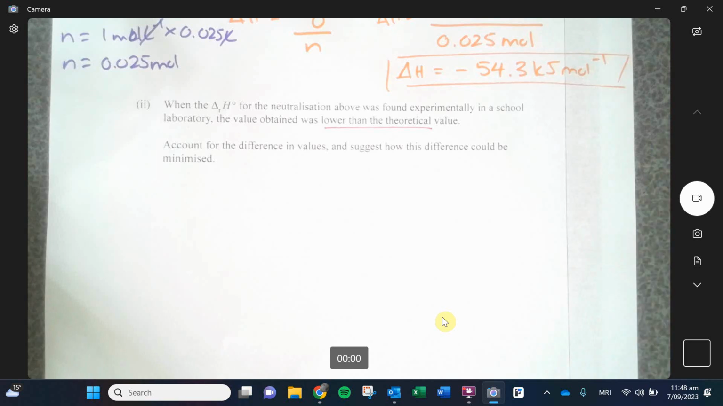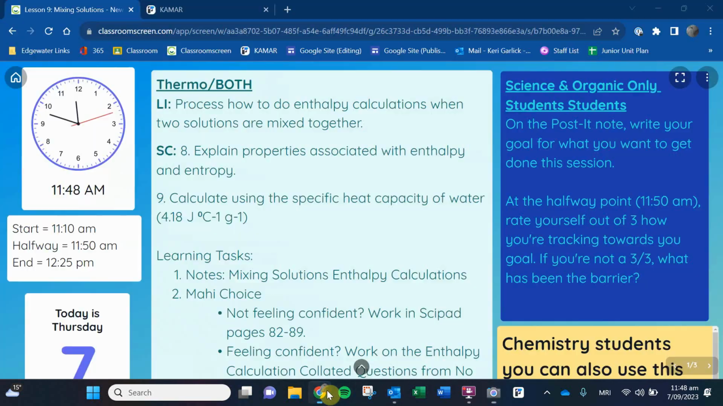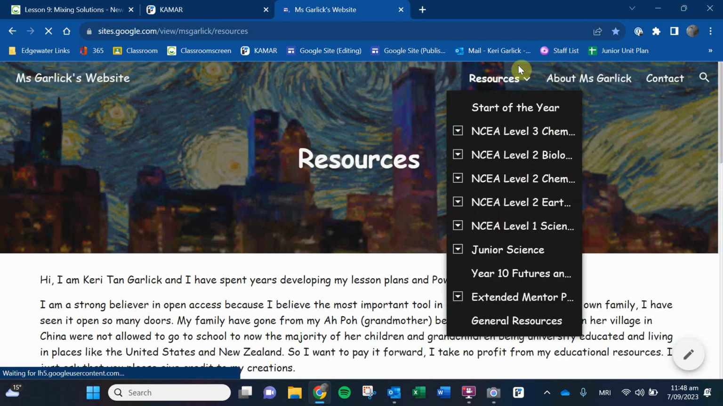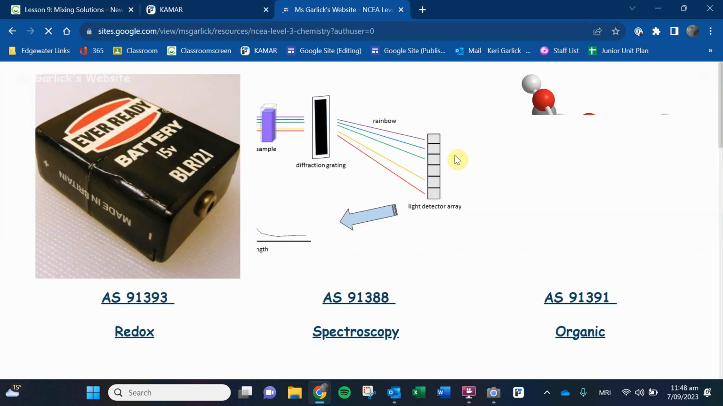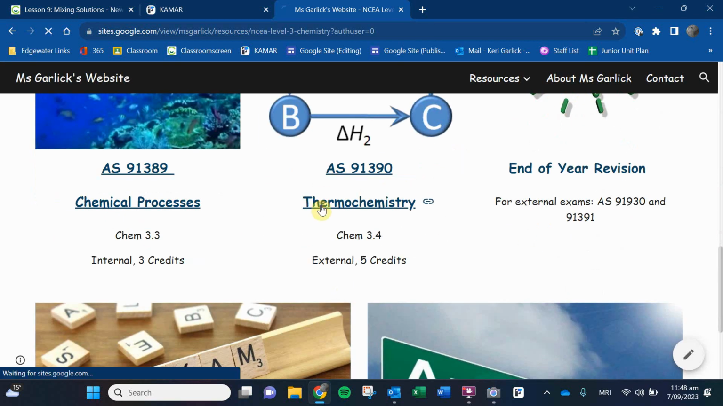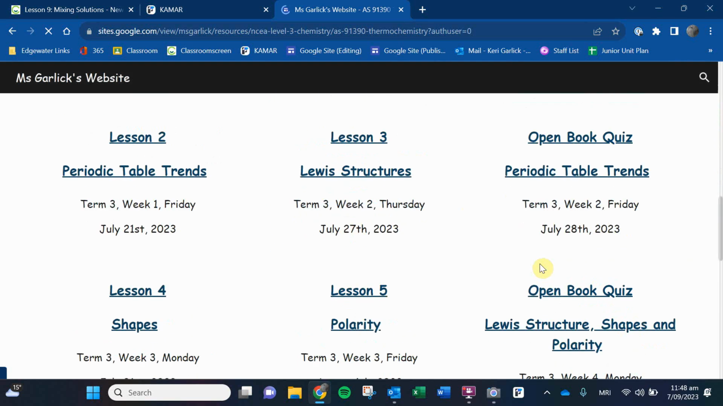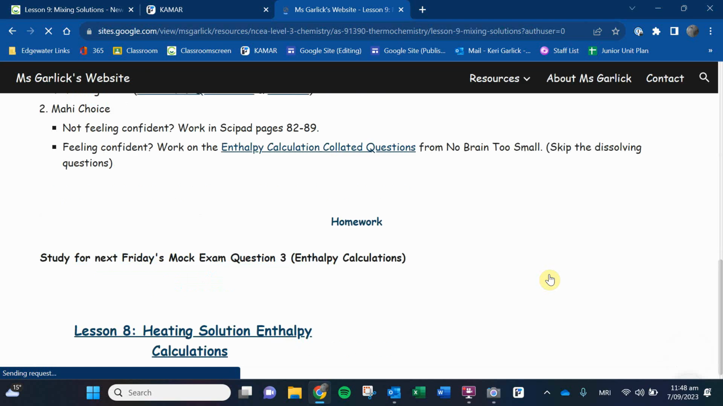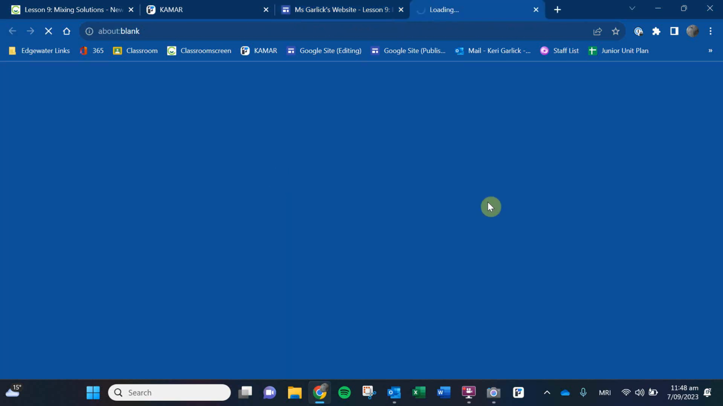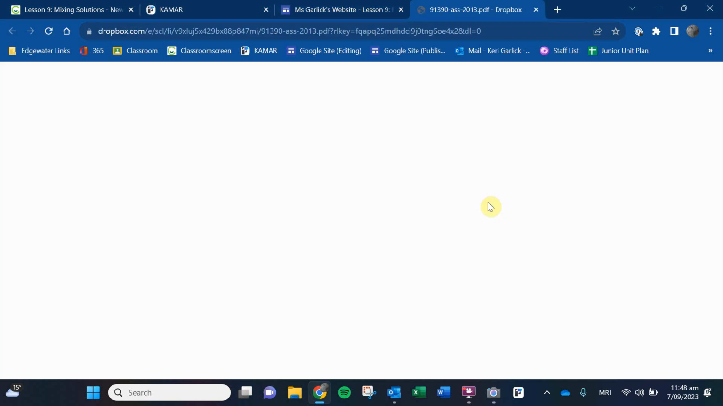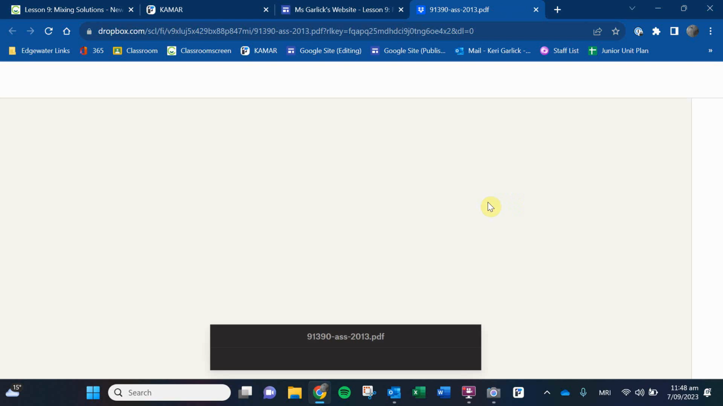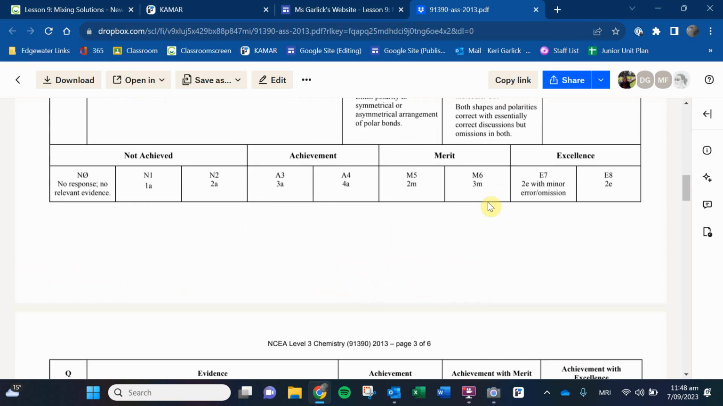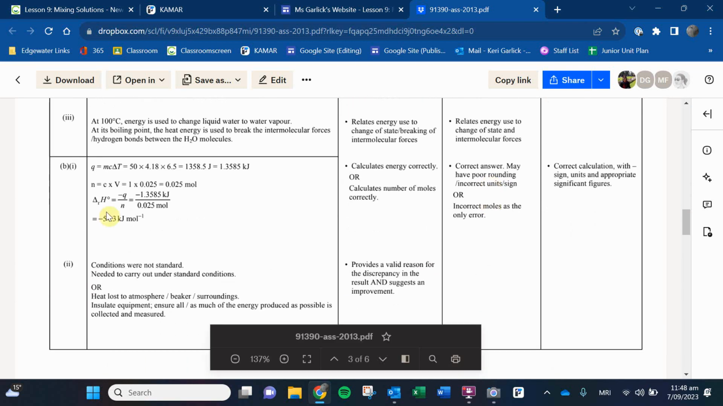Okay, let me pull up the answer key so you guys can see it. It was on the Google site. Thermo. Mixing solutions. There you go. Here are the answers, so you guys can see how the points broke down. I think that was question 2 from this 2013 exam. I had to actually search around quite a while for it because they don't ask this one that often. It's quite nice. Here you go.